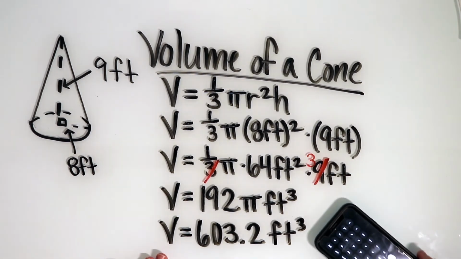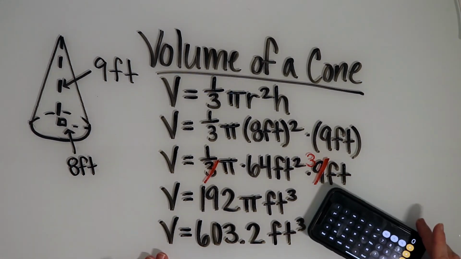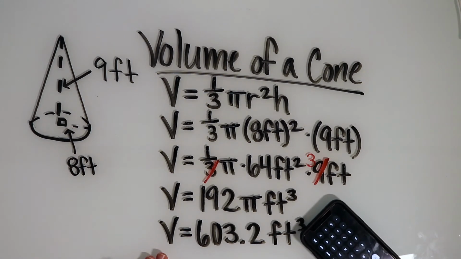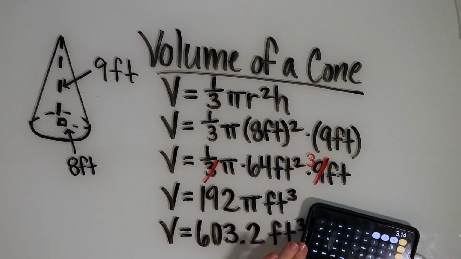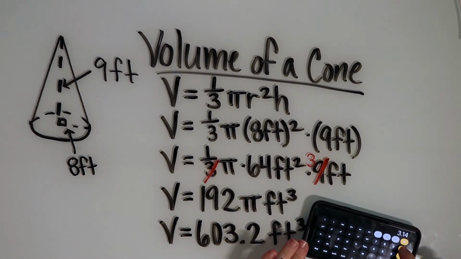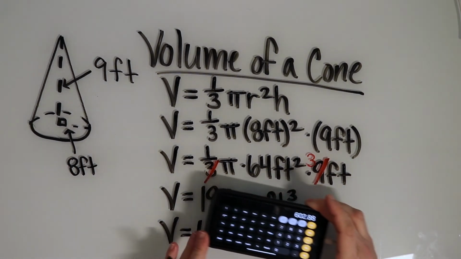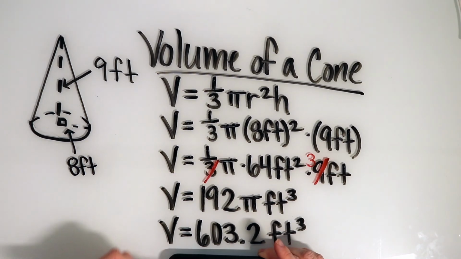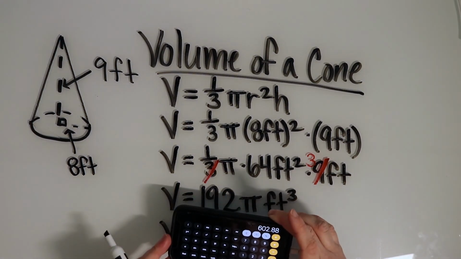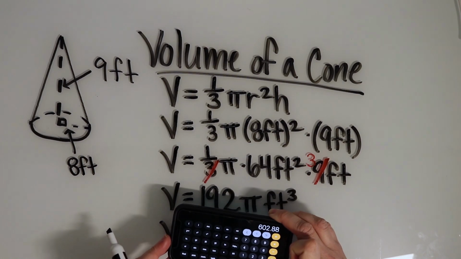Now, to show you, if I did not use exact pi, I rounded it. Let's say I did 3.14. I'm going to take that and I'm going to multiply that by 192, and I get 602.88. Very close. It's just slightly off a little bit. So again, 602.9 it would round to.